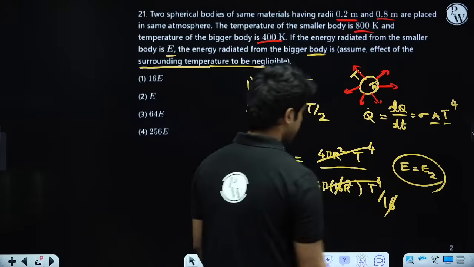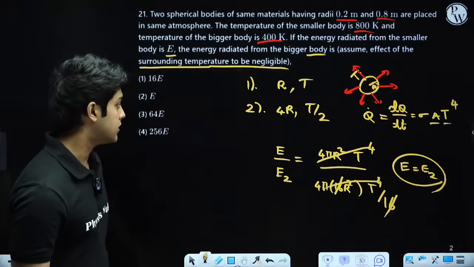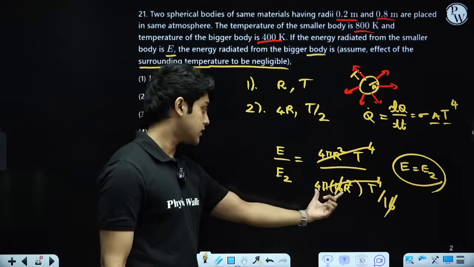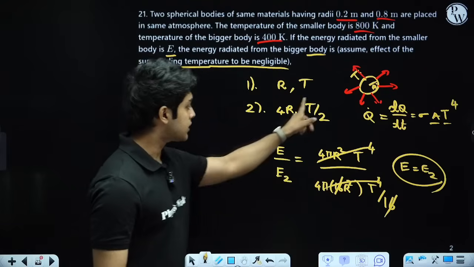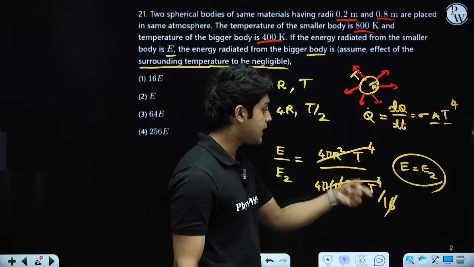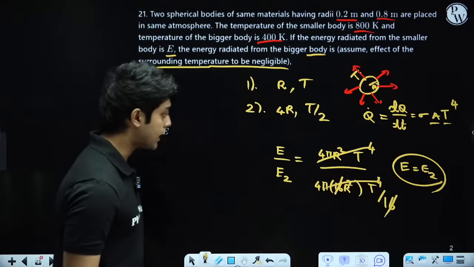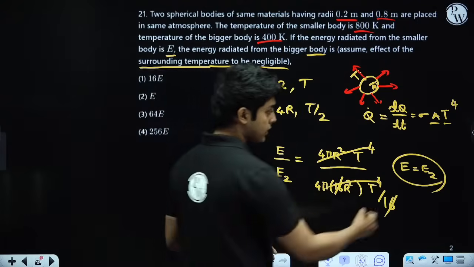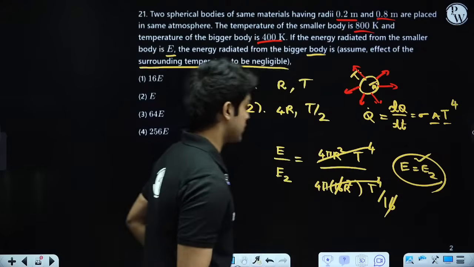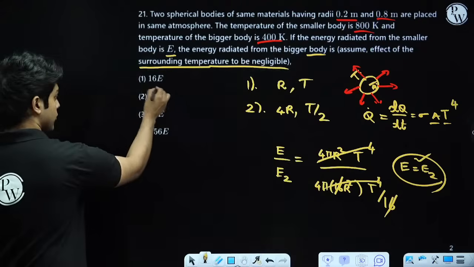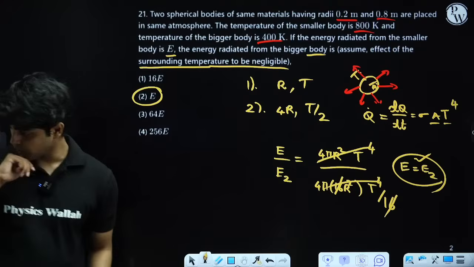Because the radius is 4 times, the surface area is 16 times, but because it's half the temperature, the T to the power 4 term makes it T to the power 4 by 16. They both cancel and effectively they both emit the same amount of radiation. So the answer is going to be E itself.